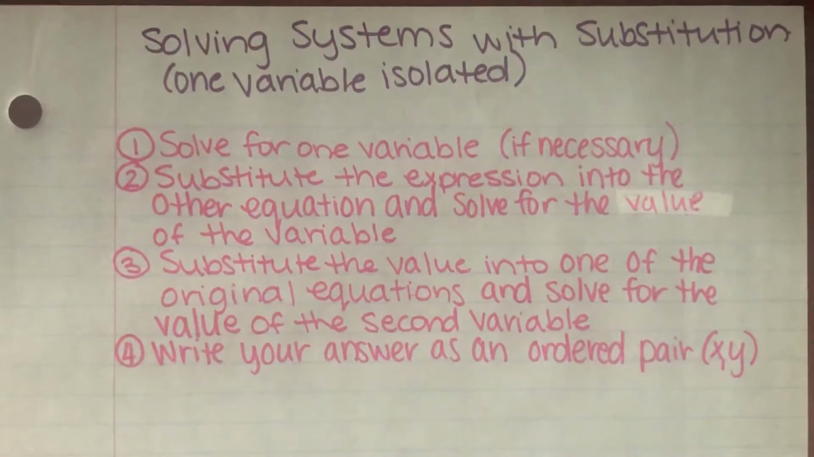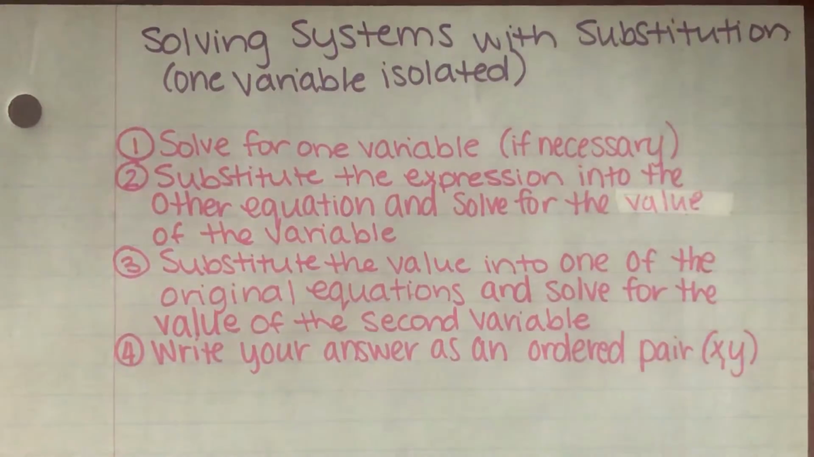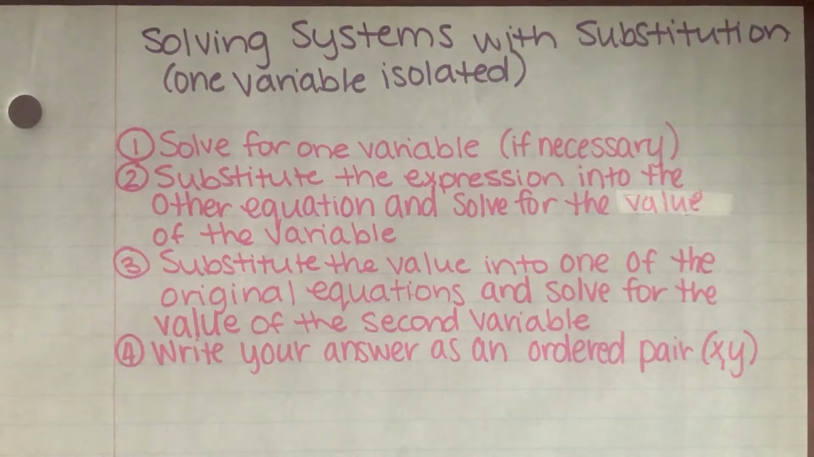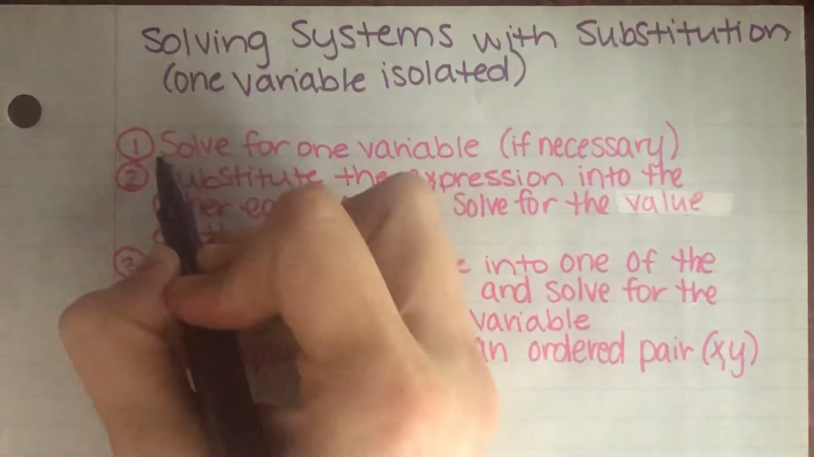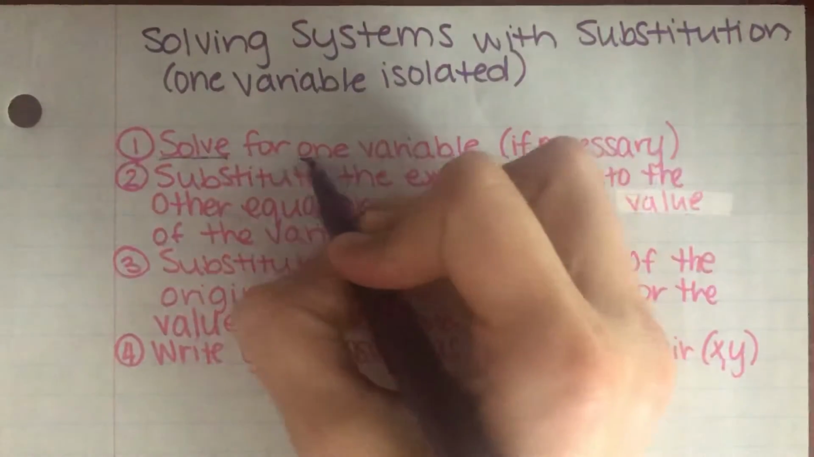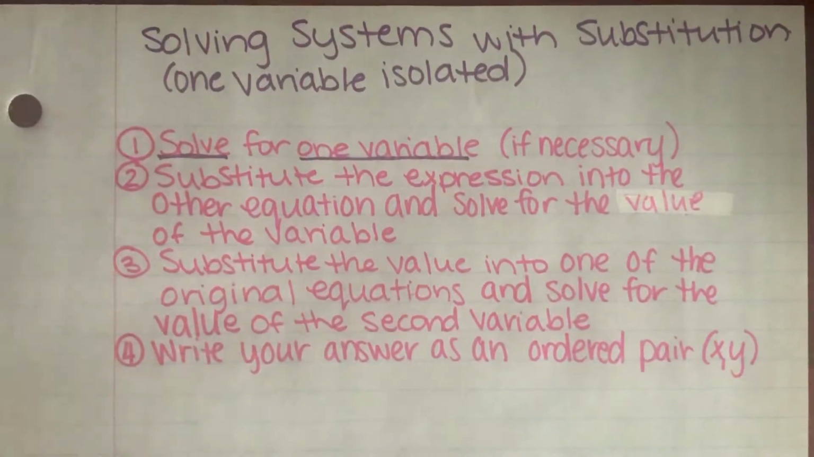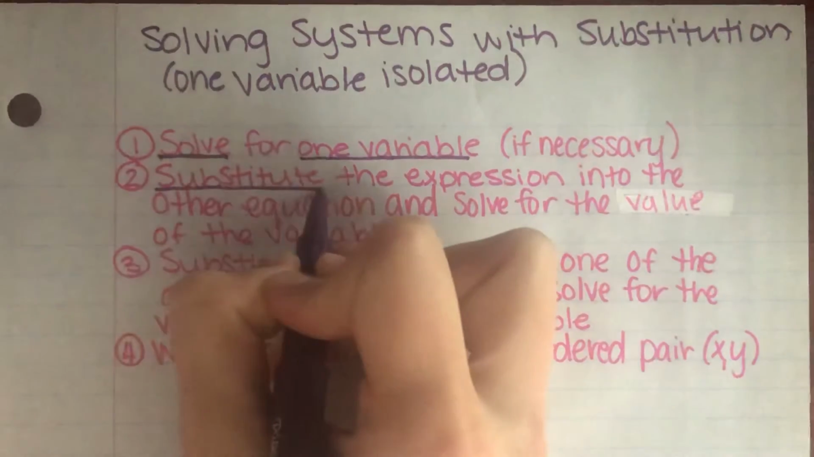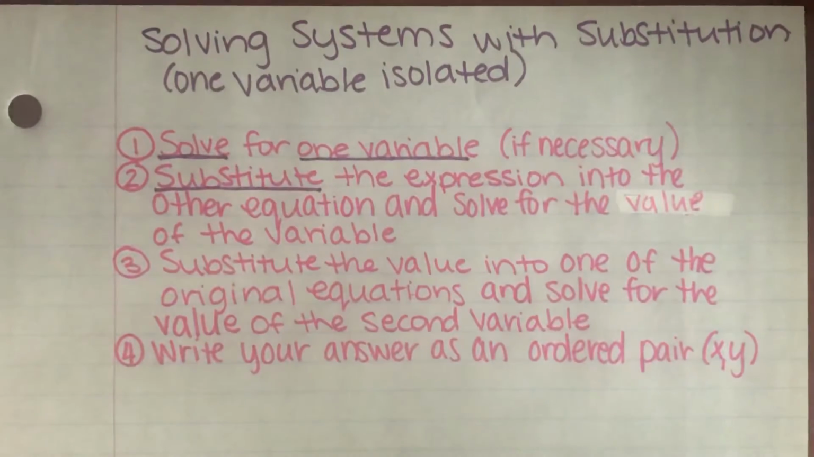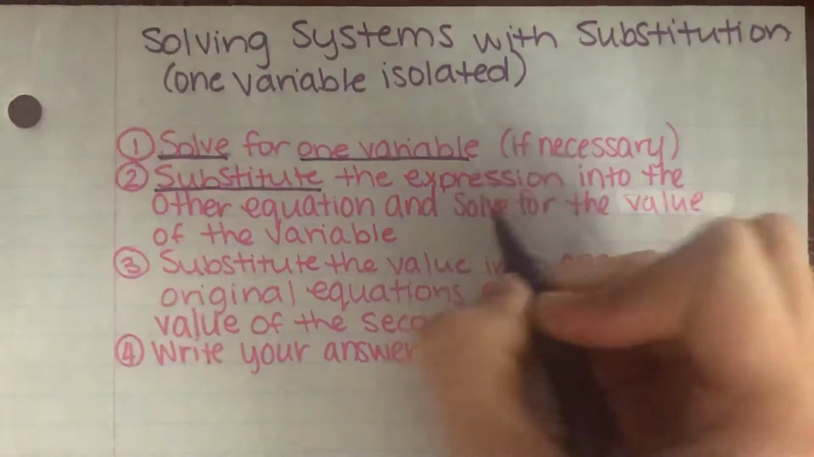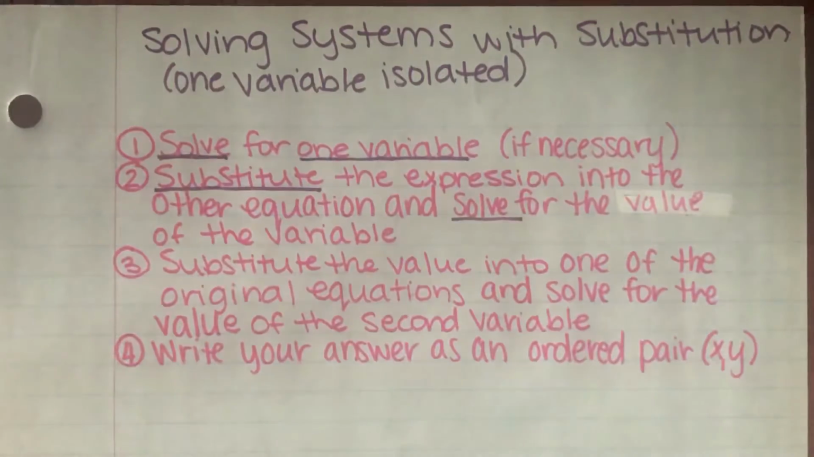All right, we are solving systems with substitution when one variable is isolated for us. Now there's 4 steps. The first step is to solve for one variable in one of the equations, if that's necessary. Step 2 is to substitute the expression into the other equation and solve for the value of that variable.